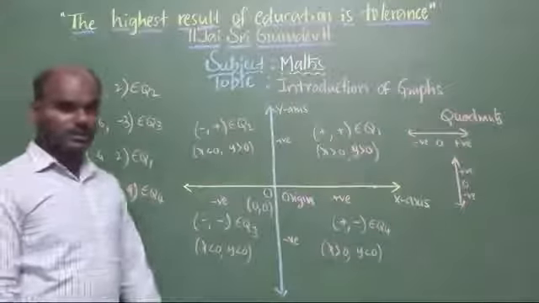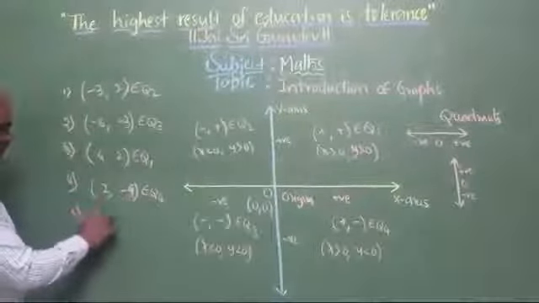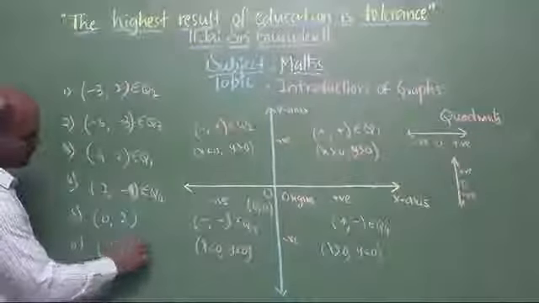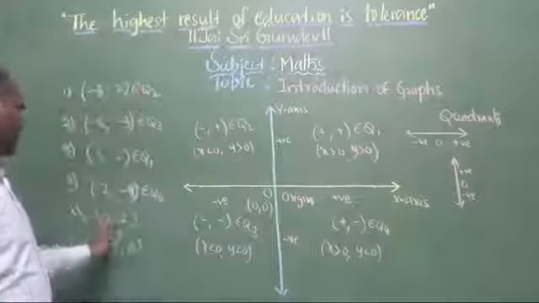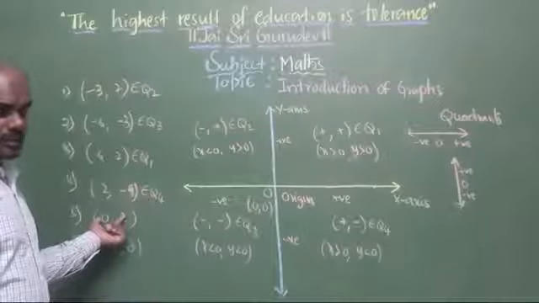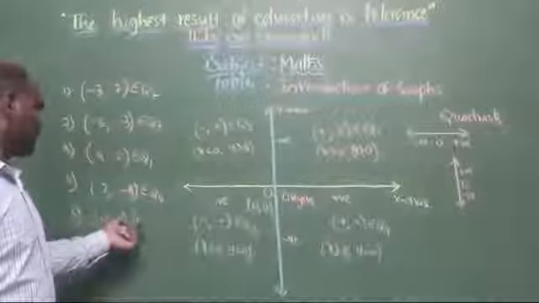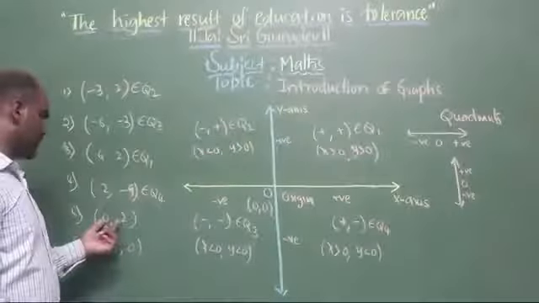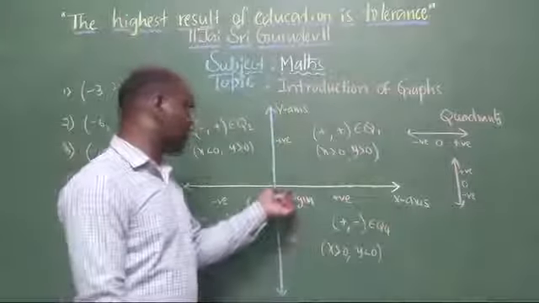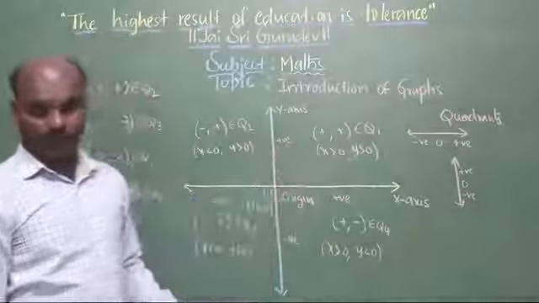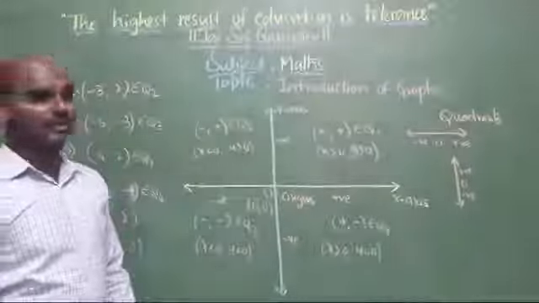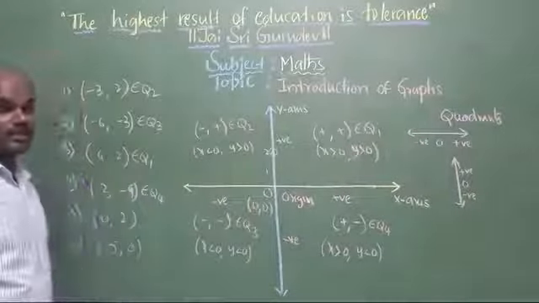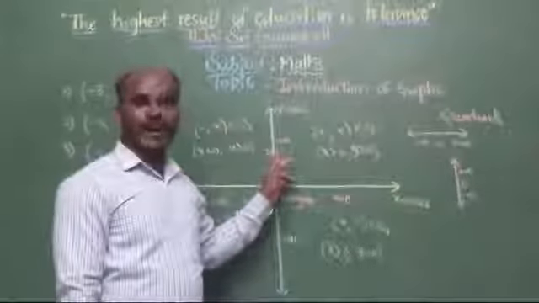Next I take the points 0, 2 and 5, 0. For 0, 2, the 0 is also plus and the 2 is plus, but when you observe it, 0 on the x-axis and 2 on the y-axis means the point lies on the y-axis.